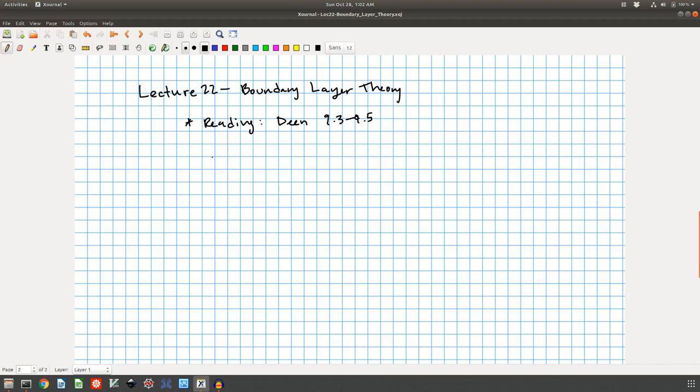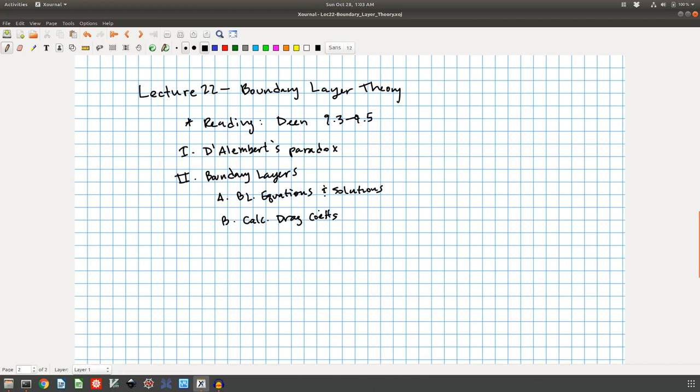And today we're going to talk about, one, the paradox of D'Alembert. And then we are going to talk about boundary layers. And under boundary layers, we're going to talk a little bit about the boundary layer equations and solutions. And then in part B of that part, we are going to talk about calculating drag coefficients. All right, let's get started.